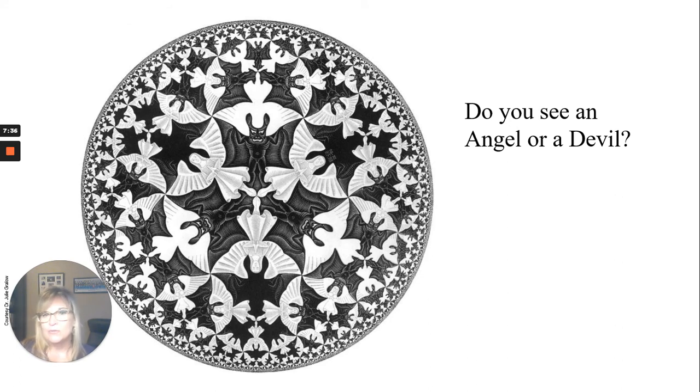And then this is another one. Do you see an angel or a devil in this one? And can you see both of them, or did you see both of them right away? We tend to focus on one thing or the other, and that's what Gestalt says with this figure-ground organization. It's hard to focus on both at the same time, but we can flip back and forth once we recognize that they're both there.